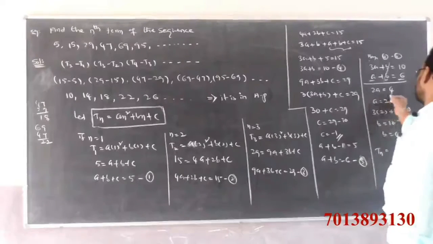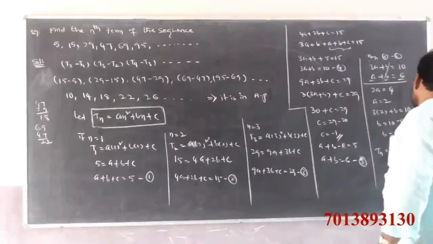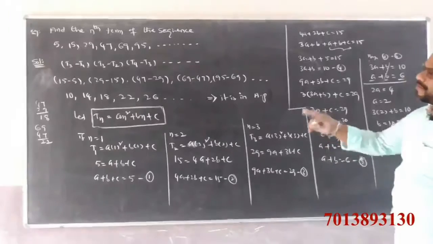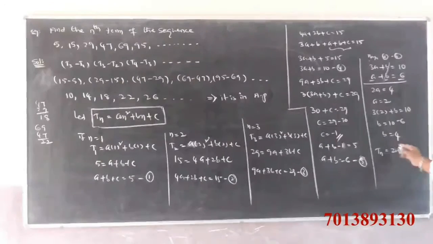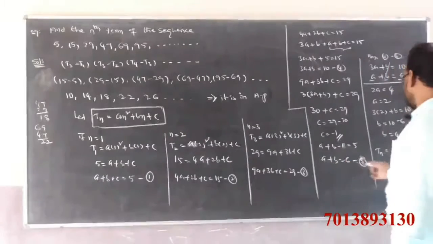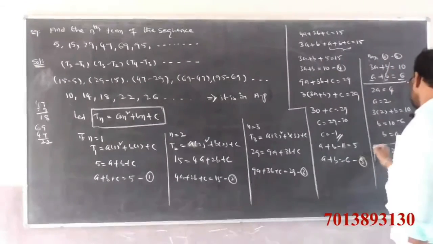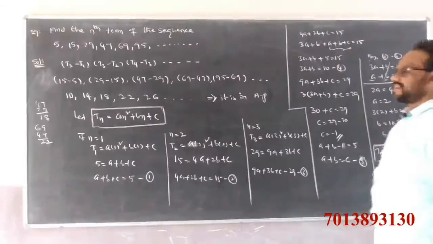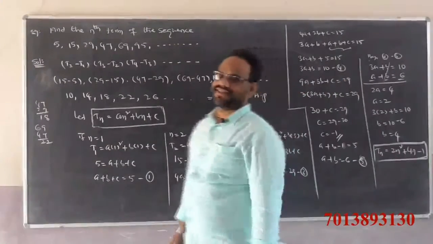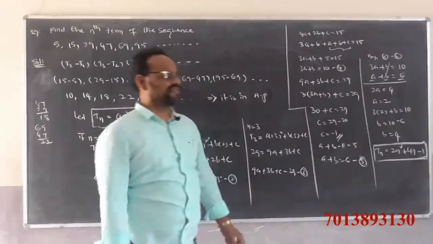Substitute here. Tn is equal to An square plus Bn plus C. A means here we get A value 2n square plus B value, 4n, plus C. C we get minus 1. This is the nth term of the given sequence.